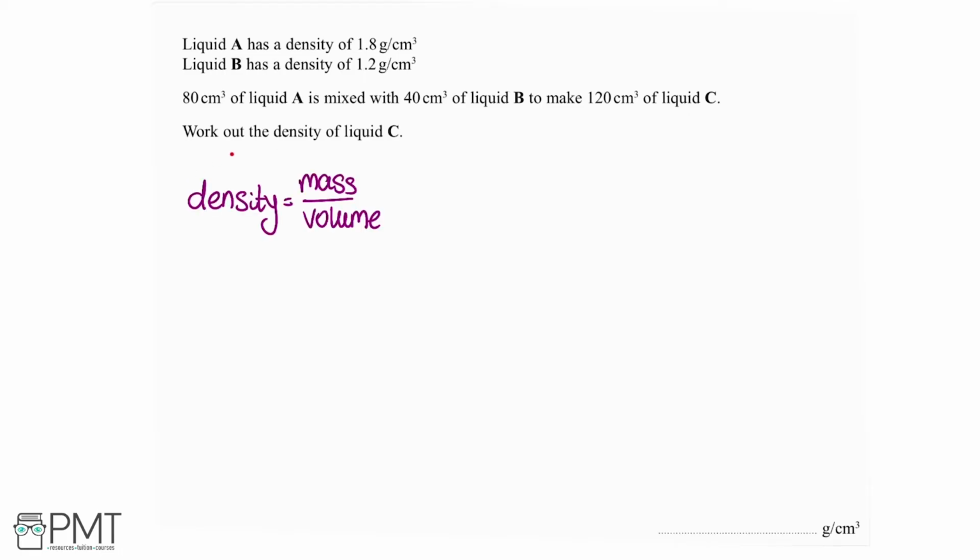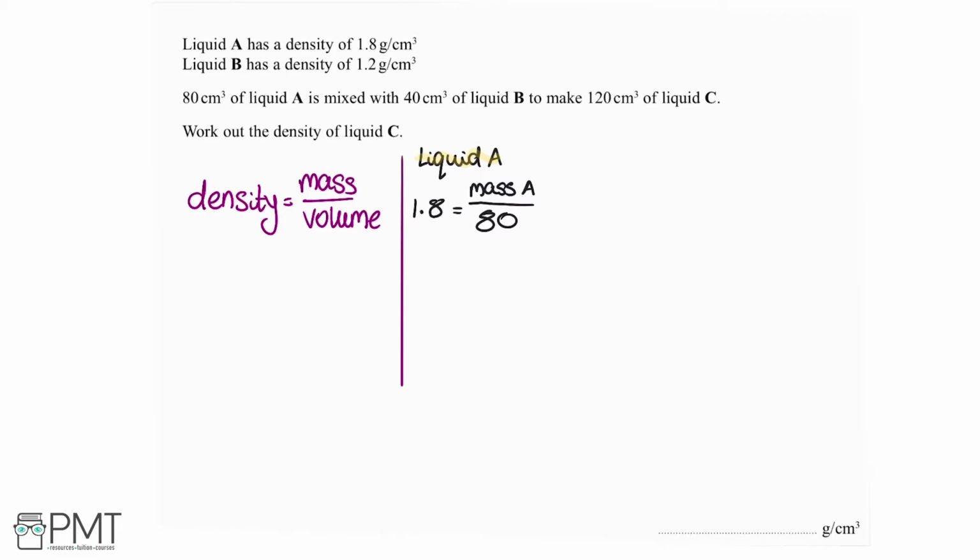We've got density is mass divided by volume. So focusing in on liquid A first, we're told liquid A has a density of 1.8 grams per centimetre cubed. We're not sure what the mass is yet, so I'm going to say mass of A. And we're told to make up liquid C, we need 80 centimetres cubed as the volume. So now we can solve this to work out what the mass of liquid A is.